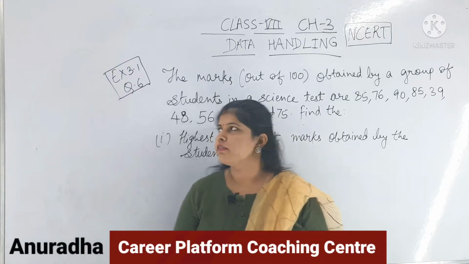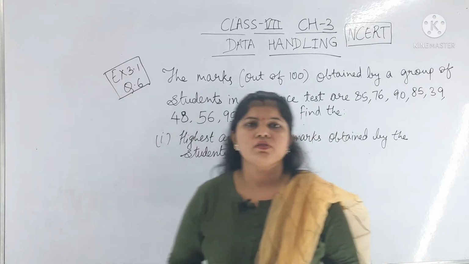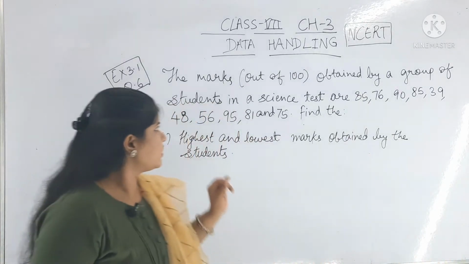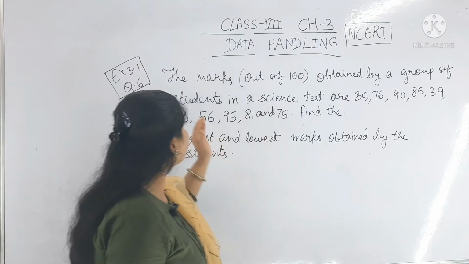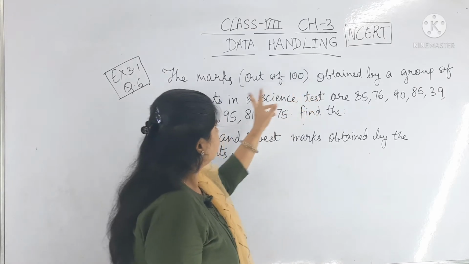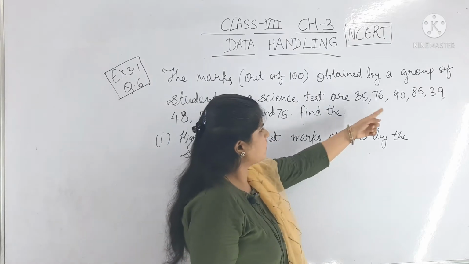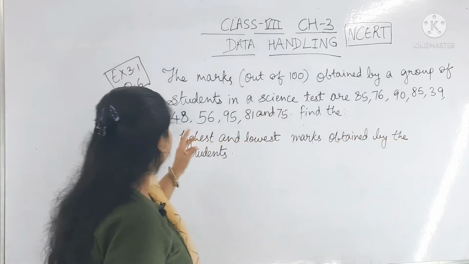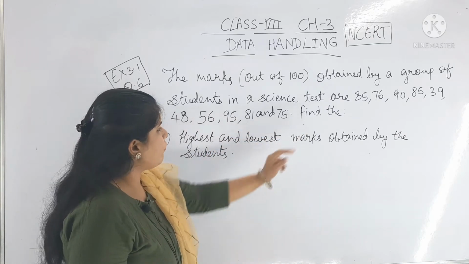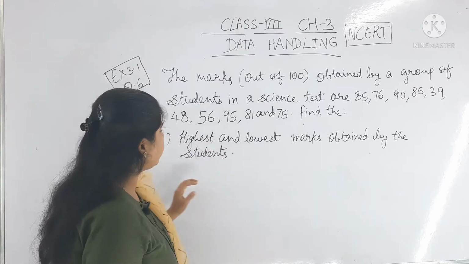Now we will solve, in this video, exercise 3.1, question number 6. So let's see question number 6 here. What is given? The marks out of 100 obtained by a group of students in a science test: 85, 76, 90, 85, 39, 48, 56, 95, 81 and 75. The first part is to find the highest and lowest marks obtained by the students.